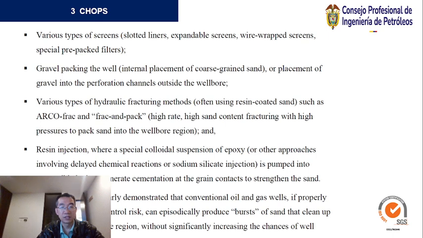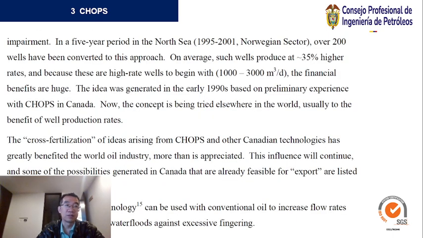Recent work has clearly demonstrated that conventional oil and gas wells, if properly managed and monitored to control risk, can produce bursts of sand that clean up and unblock the near wellbore region without significantly increasing the chances of well impairment.